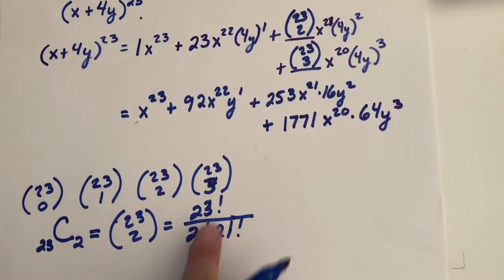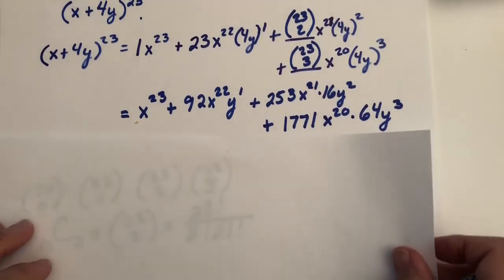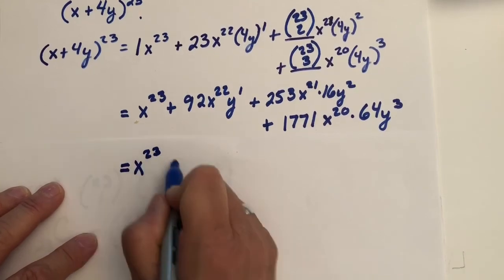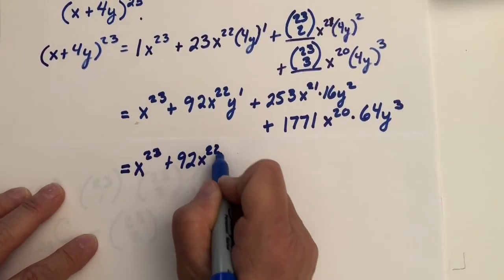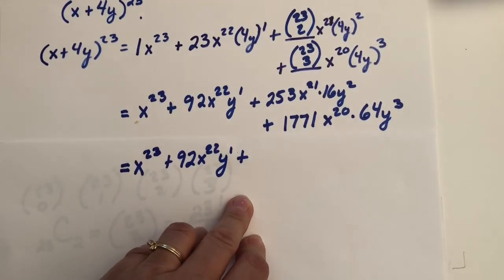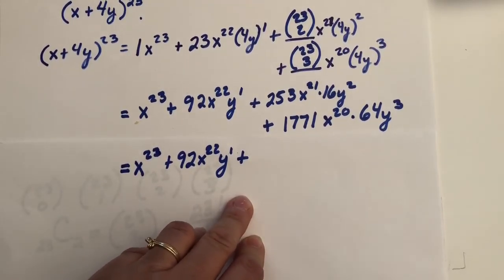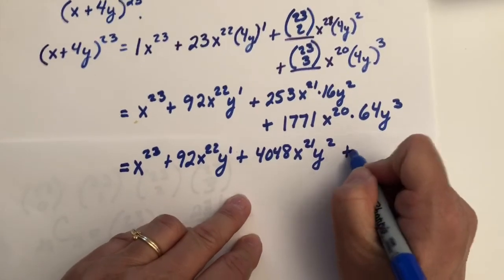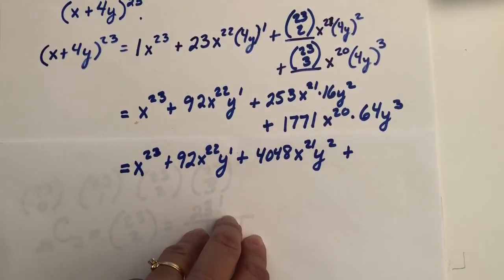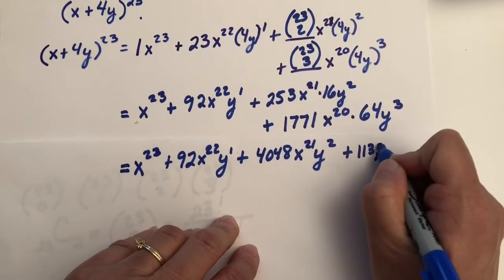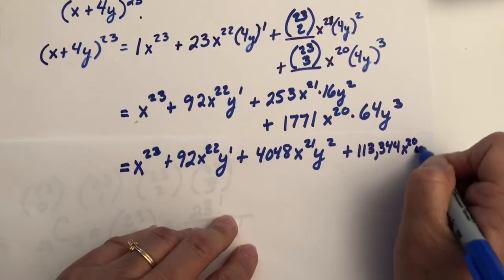And let's write that a little bit neater. So we have x plus 4y to the 23rd equals x to the 23rd plus 92x to the 22nd y to the 1st, plus we have some arithmetic to do there. I'm going to grab my calculator. 253 times 16 is 4,048 x to the 21st y squared plus 1,771 times 64 is 113,344 x to the 20th y to the 3rd.